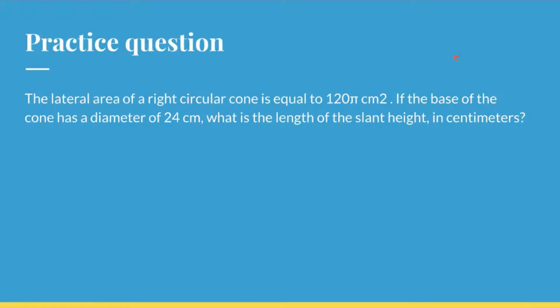The lateral area of a right circular cone is equal to 120 pi centimeters squared. If the base of the cone has a diameter of 24 centimeters, what is the length of the slanted height in centimeters? Okay, so let's draw the cone first.